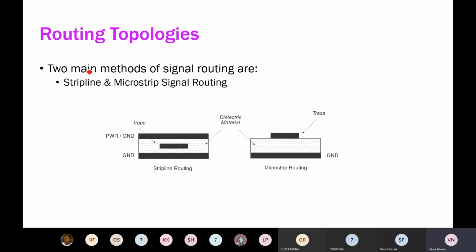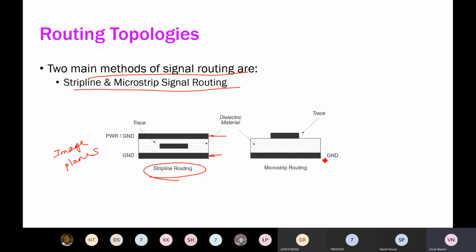Then another part: the two main methods of signal routing are stripline and microstrip signal routing. What does that mean? Here we have a ground plane or a power plane, and another ground plane, and we have a track or trace sandwiched in between these two planes, which we call image planes. Then this is called stripline routing.